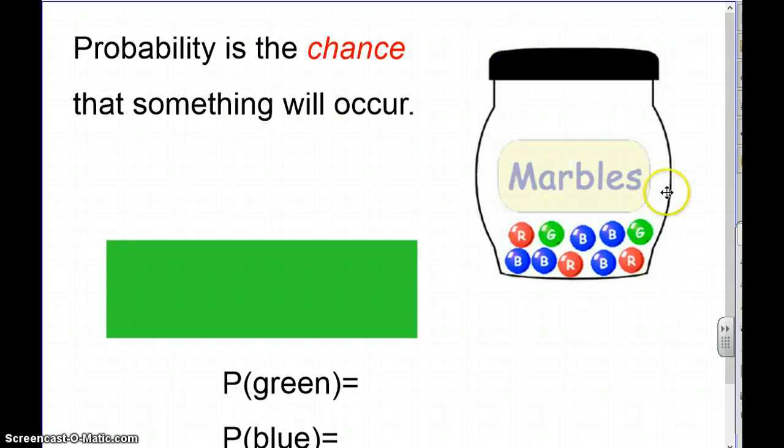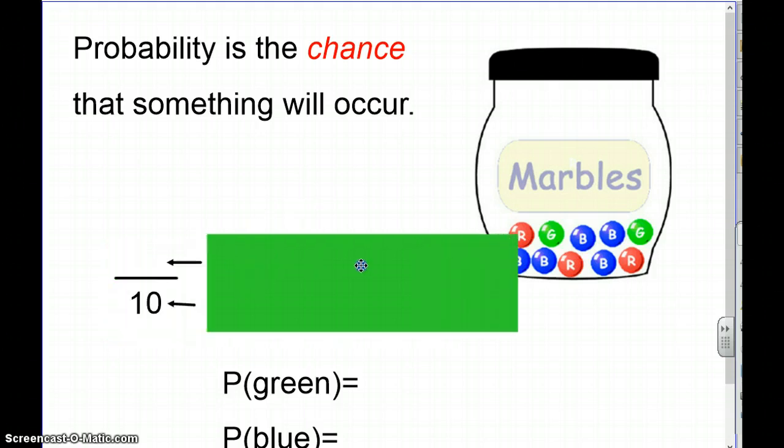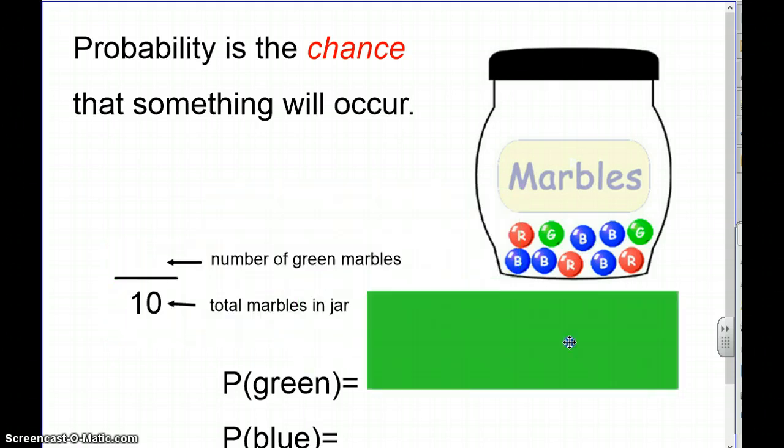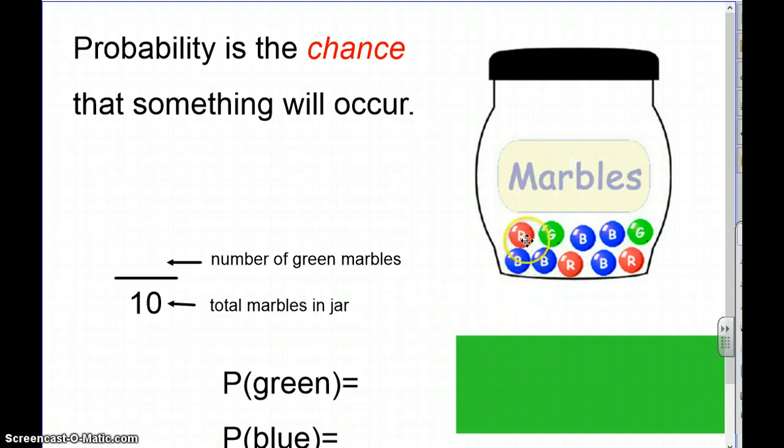So looking at this jar of marbles, we see that there are different color marbles inside the jar. And so we might ask ourselves, what is the probability of drawing a red marble? Or what is the chance of drawing a blue marble? Okay? And the way that that would look is on the bottom, you put the total number of marbles in the jar. So if we count, we see 1, 2, 3, 4, 5, 6, 7, 8, 9, 10. There are 10 total marbles in the jar.